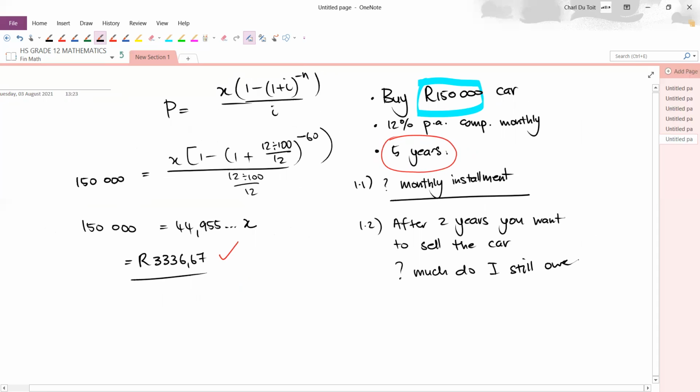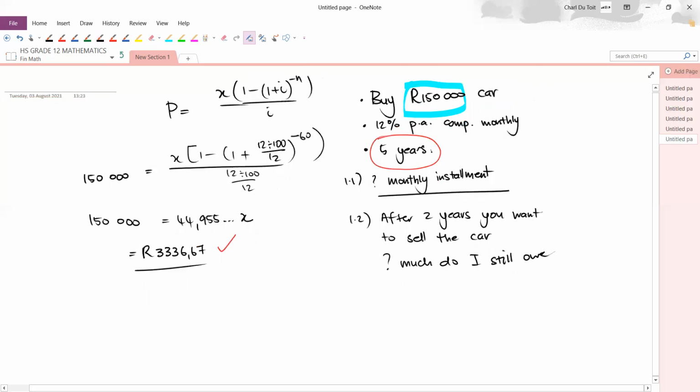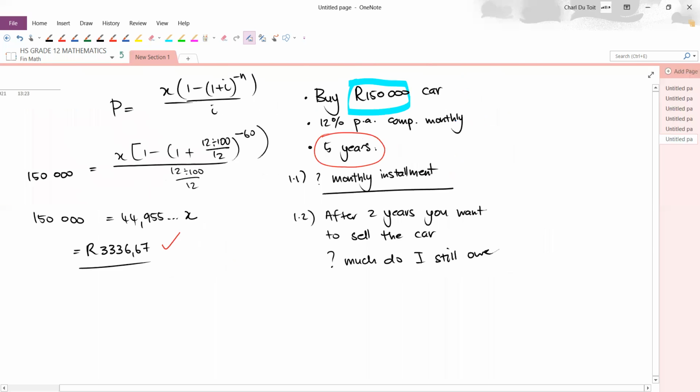How much do I still owe the bank? I've purchased this car. I was planning to pay it off in 5 years, but now after 2 years, I need another car, or something has changed. Maybe you've got a family and need to buy a bigger car. How much do I owe on the car? And this is something you can do in 2 ways.